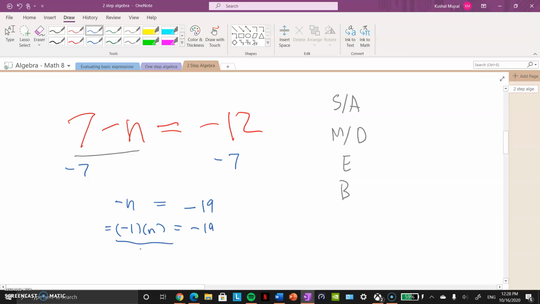So you can divide negative 1 from both sides. And this cancels. We're left with negative 19 over negative 1. These negatives will cancel, which becomes just 19. Okay?